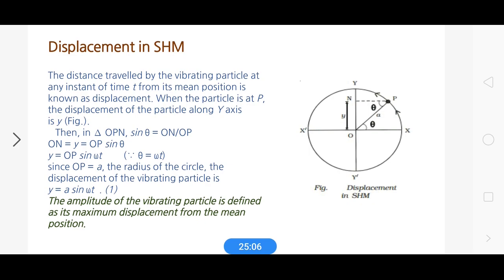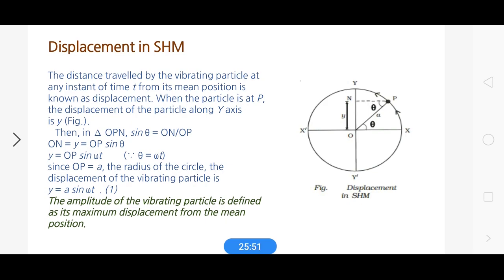So y is equal to a sine theta, but theta is equal to omega t. So finally, the displacement of the vibrating particle executing SHM, y, is equal to a sine omega t. Here small a is the maximum displacement of the particle executing SHM. So y is the displacement, a is the amplitude, omega is the angular velocity, and t is the time.